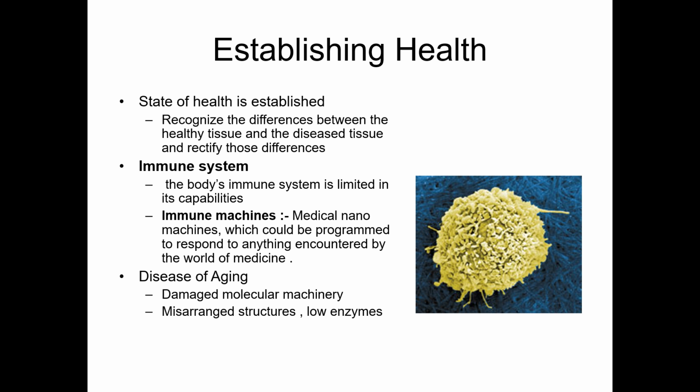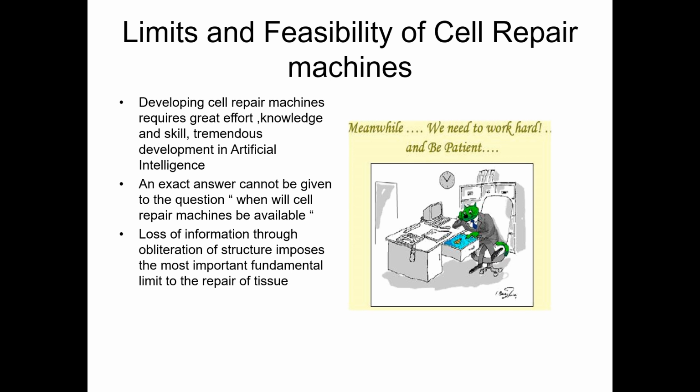Now consider the disease of aging, which is damaged molecular machinery. We can deal with the disease of aging. It involves damaged molecular machinery, misarranged structures, and low enzyme levels as well.